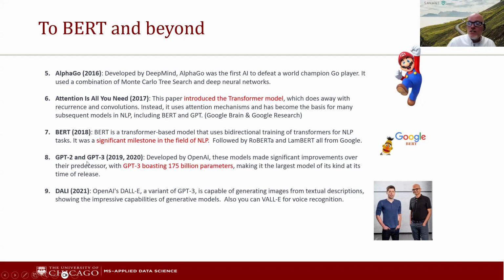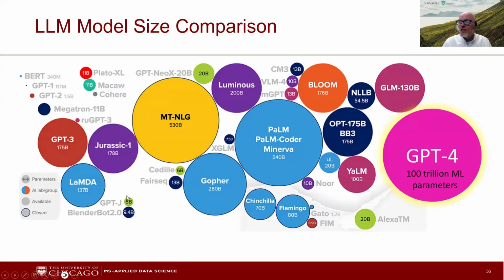Following that, we get GPT-2 and GPT-3. GPT-3 was over 175 billion parameters. BERT was trained on 139 million parameters. BERT was trained on Wikipedia. Okay. GPT-3 is trained on everything it can get its hands on. And then in 2021, we start seeing new innovations like the multimodal models. These are the transformer models like DALL-E and VALL-E that do voice and image recognition.